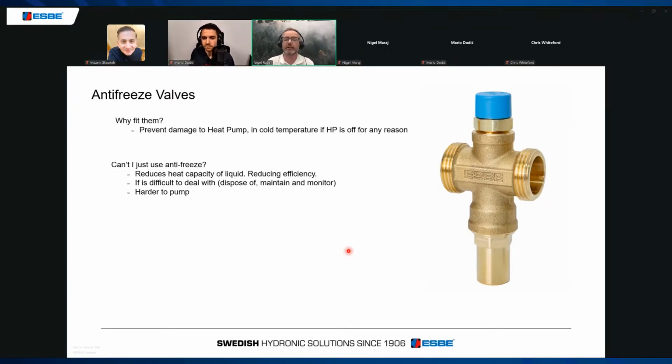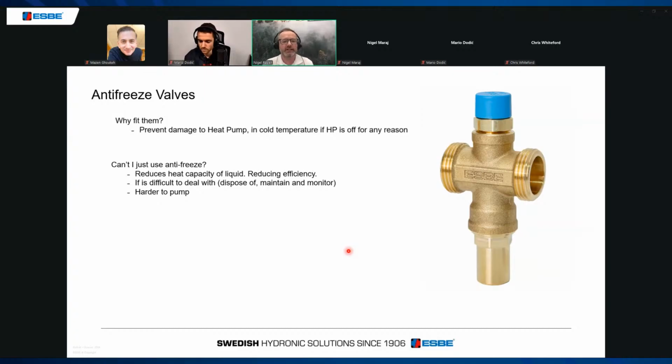Can I just put some antifreeze glycol solution in? You can, yeah, that's one solution. But the downside of that is that there's a lower heat capacity of the liquid. So glycol has a specific heat capacity which is lower than water. For every litre of water, you can put more heat into it than you can into a litre of glycol. For example, the specific heat capacity of water is 4.2 joules per gram, but the specific heat capacity of a water glycol mix is around about 3.9. So you'd be losing approximately 10% efficiency by using a glycol mix.